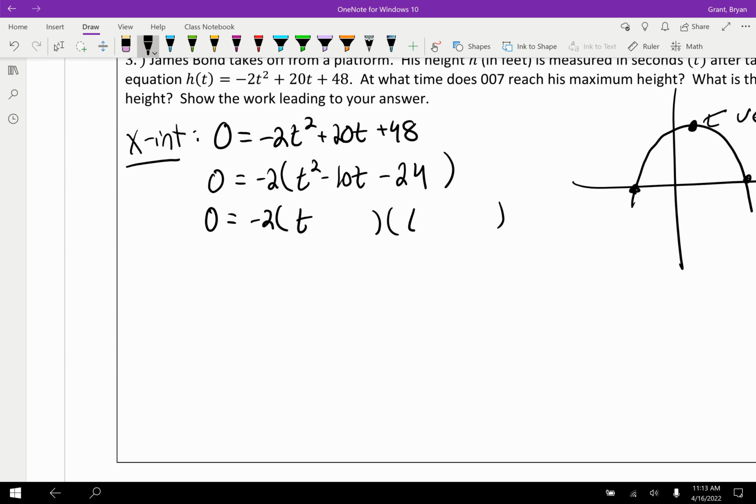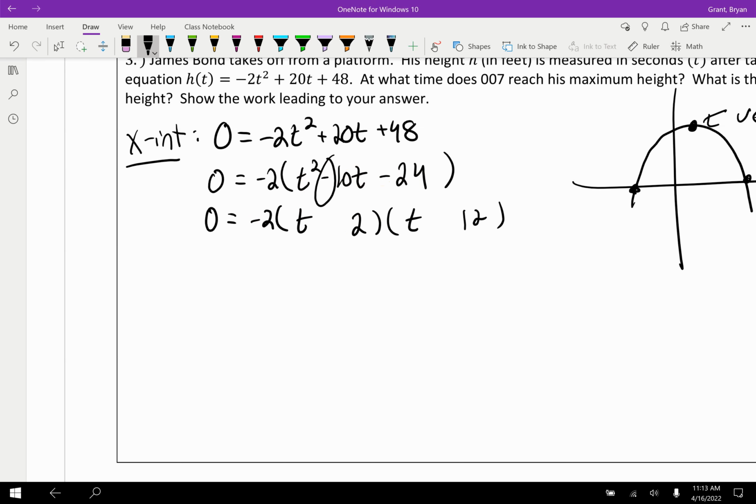We know it's t times t to get t squared. What multiplies to make 24 and adds to make negative 10? Well, I'll go through it. It's not 1 and 24 because they're not 10 apart. It could be 2 and 12 though. 2 and 12 are 10 apart. I think it is actually going to be 2 and 12.